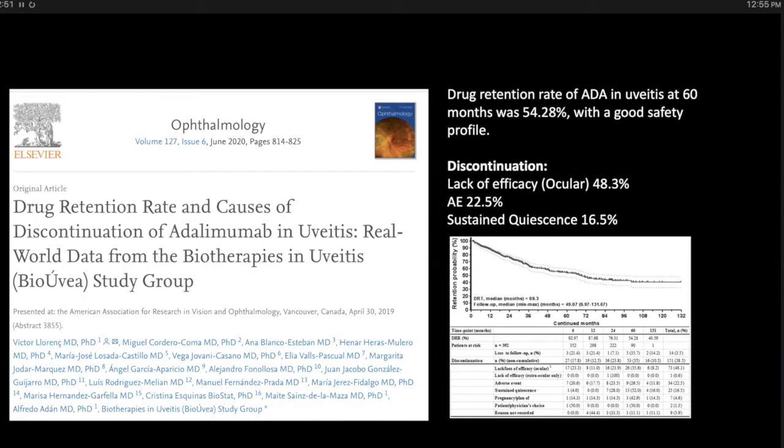Amongst the main reasons for discontinuation were lack of efficacy in about 48%, and adverse effects, about 22%. And interestingly, almost 17% of them were able to discontinue treatment because of disease quiescence. So I think figures like these are very helpful when we are talking to patients, in addition to the registration clinical trial data, that there is an endpoint in sight for treatment.